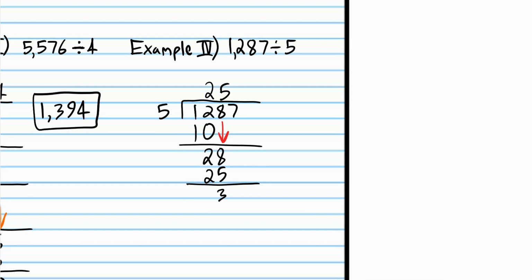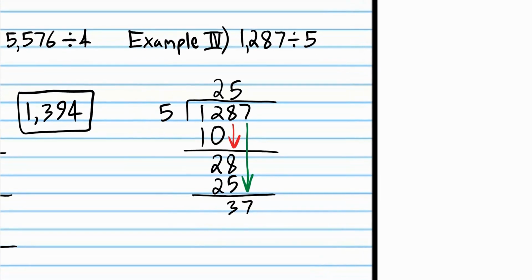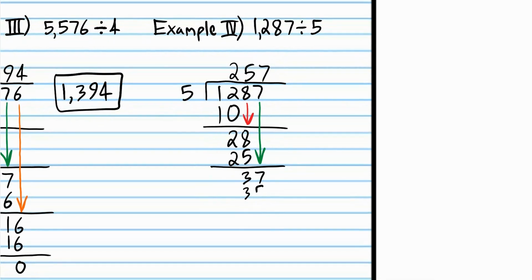And we have more numbers to bring down, so I'm going to bring down that 7. And we'll start the entire process over again. How many times does 5 go into 37? That's step 1. It goes in 7 times. Step 2, multiply 5 and 7, you get 35. And step 3, subtract. 37 minus 35 is 2.